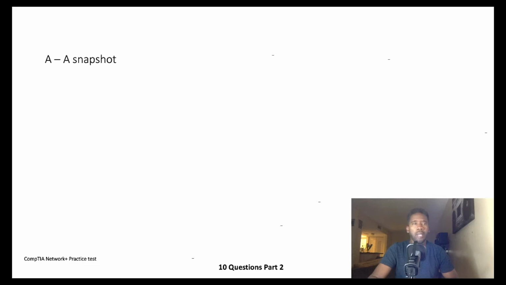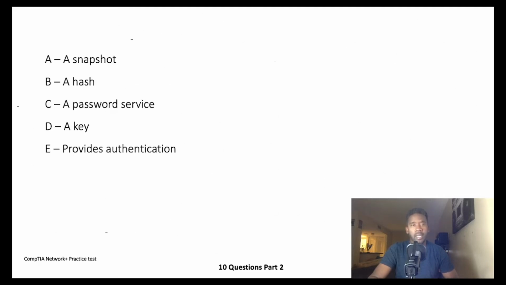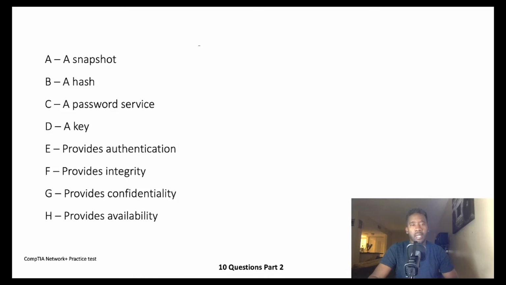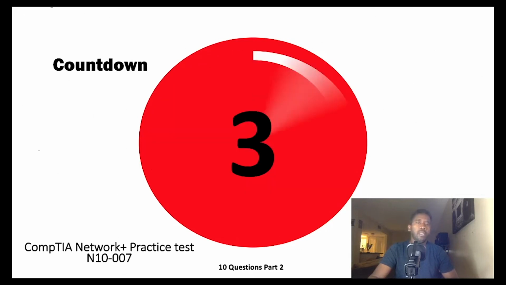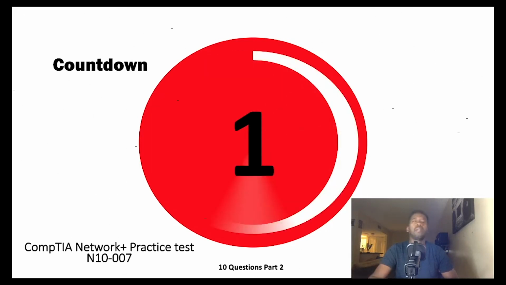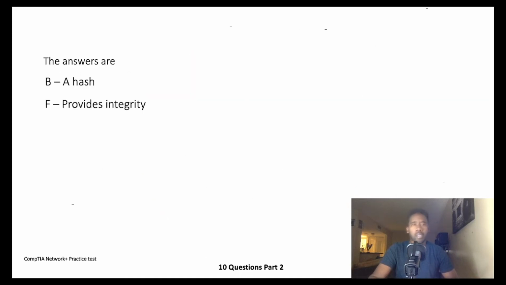All right. A, snapshot, B, a hash, C, a password service, D, a key, E, provides authentication, F, provides integrity, G, provides confidentiality, or H, provides availability. All right, let's see. And when they talk about integrity, it's hashing. All right. The answers are A, a hash, and F, provides integrity.